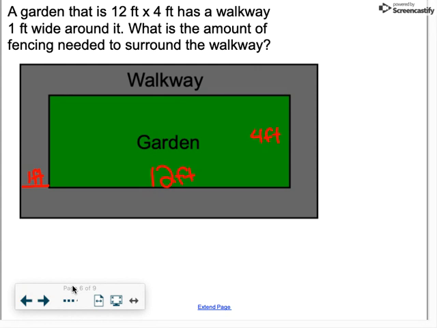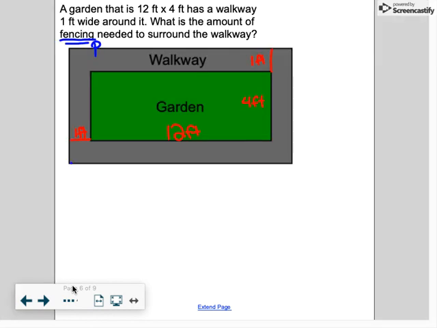So looking here, our garden is 12 foot by 4 foot. It has a walkway that is 1 foot around on each side. We need to find the amount of fencing. Whenever we see this is getting at, we need to find the perimeter. Amount of fencing needed to surround the walkway.